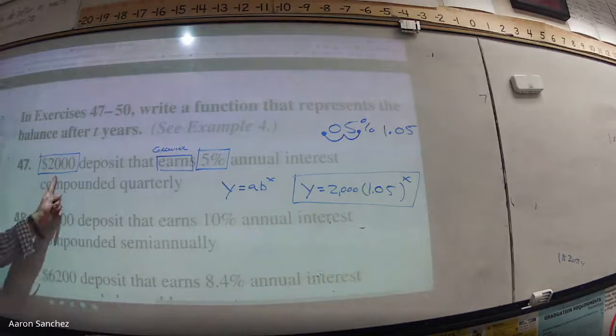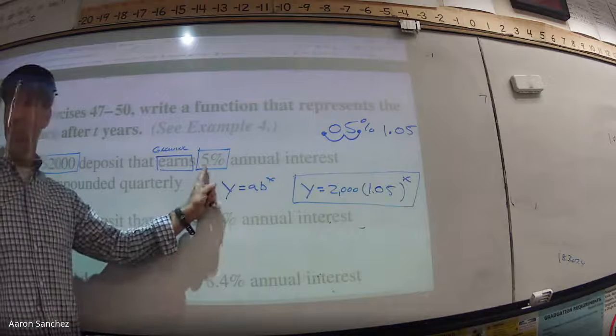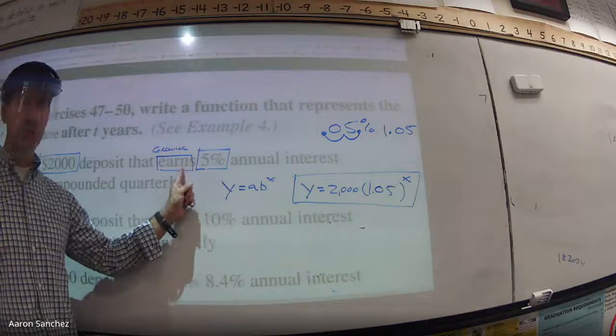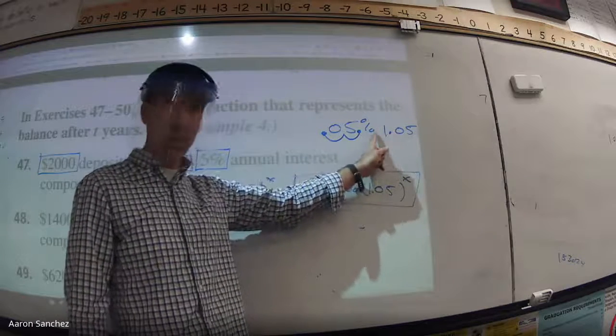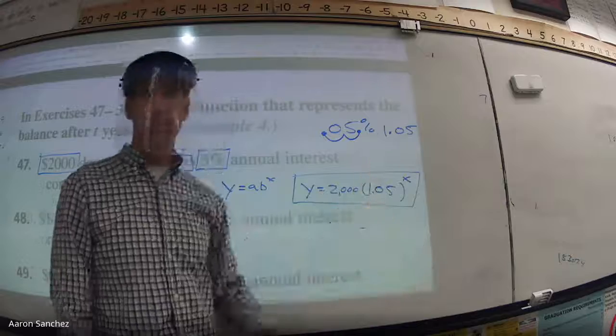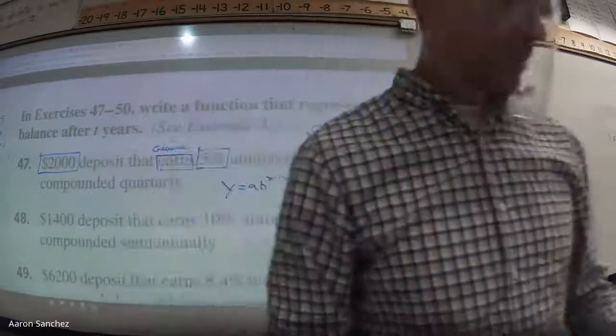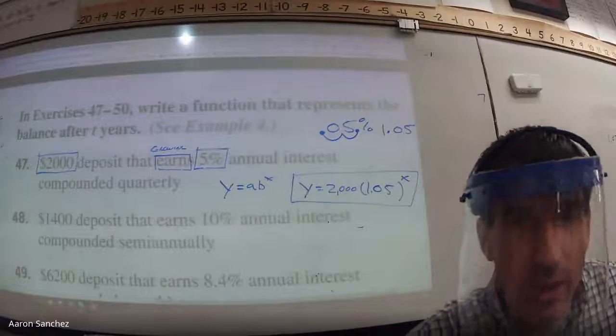We started off with $2,000. And we know the percent is always the b. We know it's growing, so we changed it to a decimal. It's growing, we just put a 1 in front of it. Done. Okay, that's all I have to say about that.